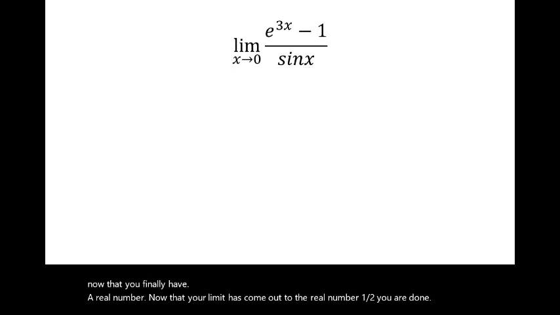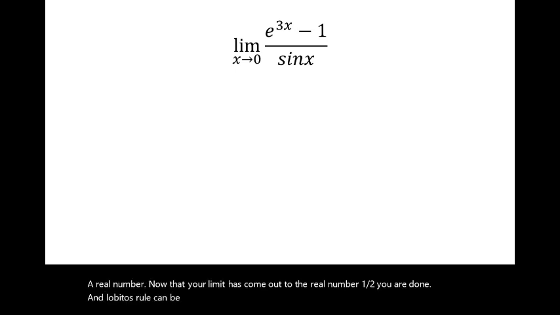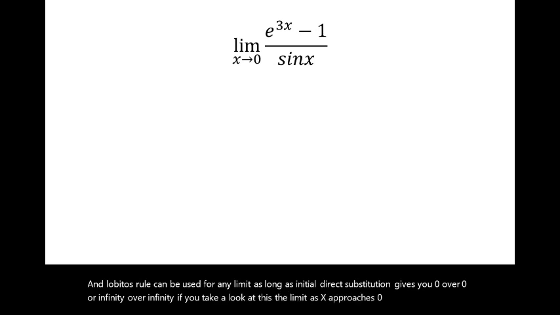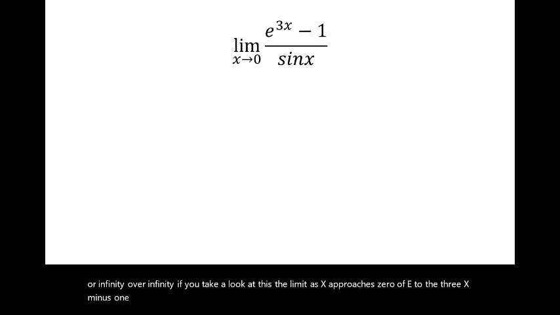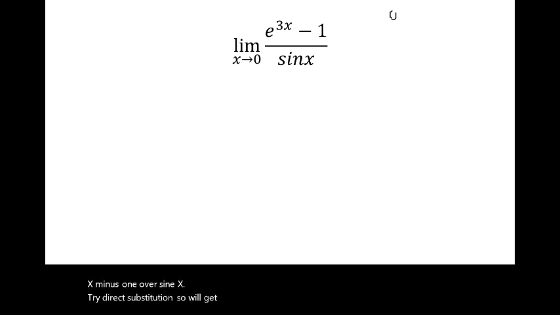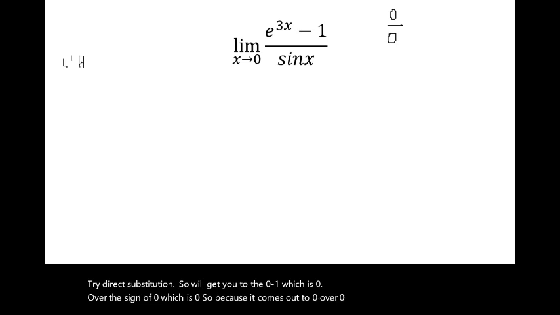And L'Hopital's rule can be used for any limit as long as initial direct substitution gives you 0 over 0 or infinity over infinity. So if you take a look at this, the limit as x approaches 0 of e to the 3x minus 1 over sine x, try direct substitution. So we'll get e to the 0 minus 1, which is 0, over the sine of 0, which is 0. So because it comes out to 0 over 0, we can use L'Hopital's rule.